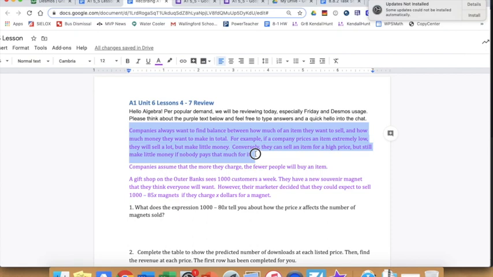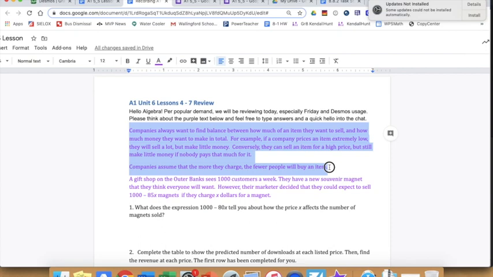So the basic assumption is the more that you charge for an item, the fewer people will buy it, just in general. Like, if one place charges $2 for a coffee and one place charges $1, there's a common assumption that more people are going to buy the $1 coffee. It might not be true, but in general, that's a typical rule businesses follow.